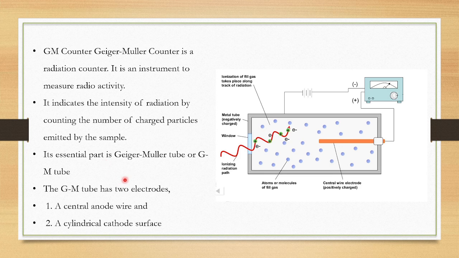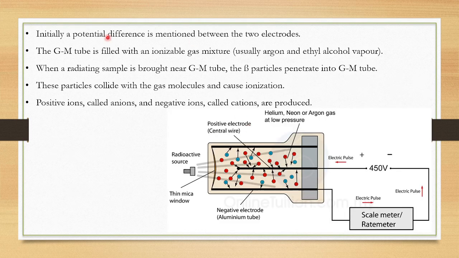So there are two electrodes here. The GM tube has two electrodes. One is a central anode wire. So this is a central anode wire, and a cylindrical cathode surface. So this is the cylindrical cathode surface, this outer one. Initially, a potential difference is maintained between the two electrodes. So this is a central anode and this is the external cathode, and there will be a potential difference between those two electrodes.